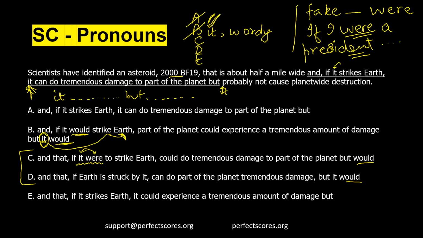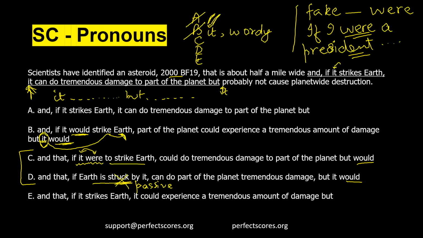"If Earth is struck by it", I guess that's passive, and it's not sounding as good as the other one, "if it were to strike Earth". Okay, any other reason? It's not logical. Okay, which part of it does not seem logical, or what do you think is the wrong logic? "If Earth is struck by it." Okay, so this is something that we usually avoid. This is the passive voice, and if you have a choice between active and passive, always go for the active.